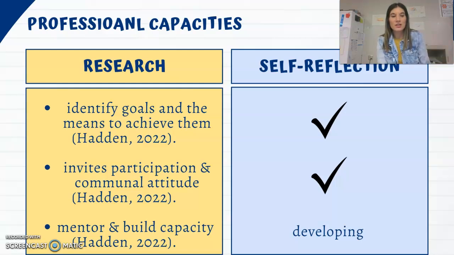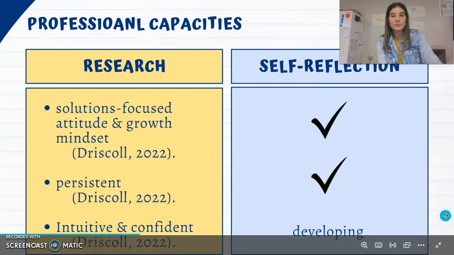One thing that I do think is more developing that I'm working on improving is mentoring and building capacity in other people. As an instructional coach, I work a lot at the classroom level with teachers, and being able to coach them and guide them to making instructional decisions in their rooms is something that is beneficial in supporting the school, its goals, and then individual students as well.